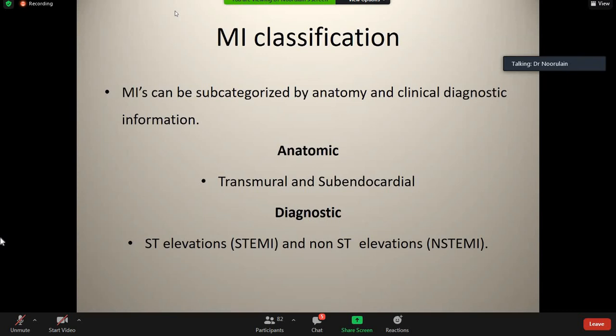Okay, they classify on the basis of anatomic, clinical and diagnostic information. On the anatomical basis, they divide the myocardial infarction into transmural and subendocardial. And for diagnostic purposes, ST elevation myocardial infarction and non-ST elevation myocardial infarction, on the basis of the ECG, the electrocardiogram.